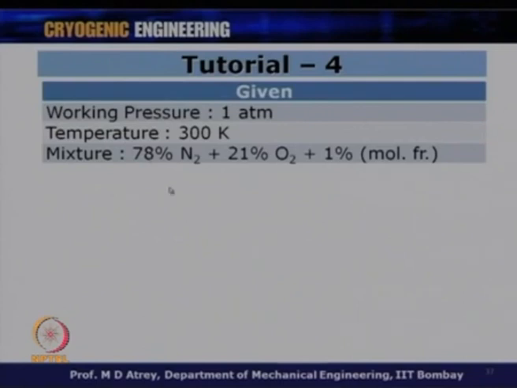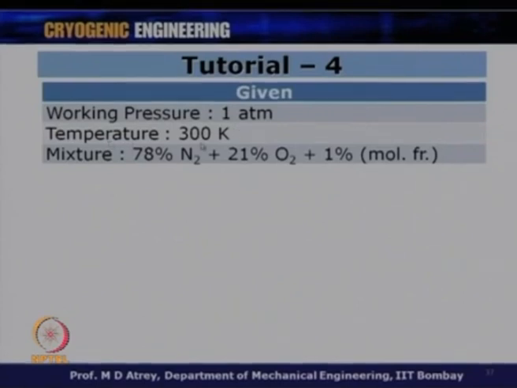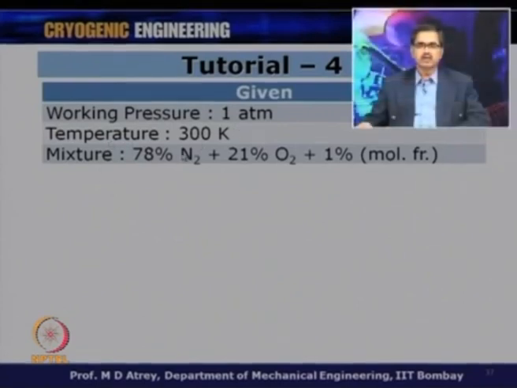So, what are the parameters given? Working pressure is given, temperature is given, and the mixture composition on molar basis also is given. So, what are the molar fractions? 78% nitrogen, 21% oxygen, 1% argon. So, 0.78, 0.21 and 0.01. That is what our molar fraction of the mixture nitrogen, oxygen and argon is.